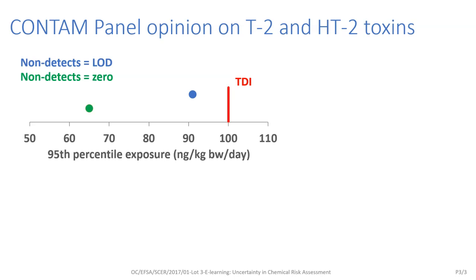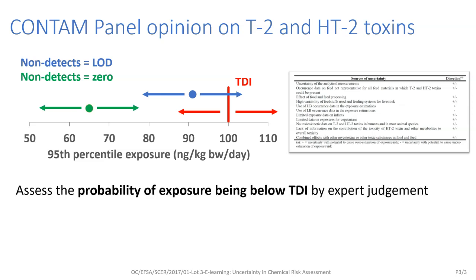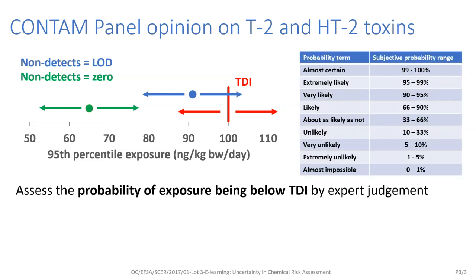In this example, the exposure estimates were well below the TDI, but the assessors identified a list of uncertainties affecting both exposure and hazard, so the true values could be either lower or higher. In the previous presentation, I described the basic option for assessing overall uncertainty, which is to assess the probability of exposure being below the TDI by expert judgment, considering all the uncertainties together, using EFSA's approximate probability scale.